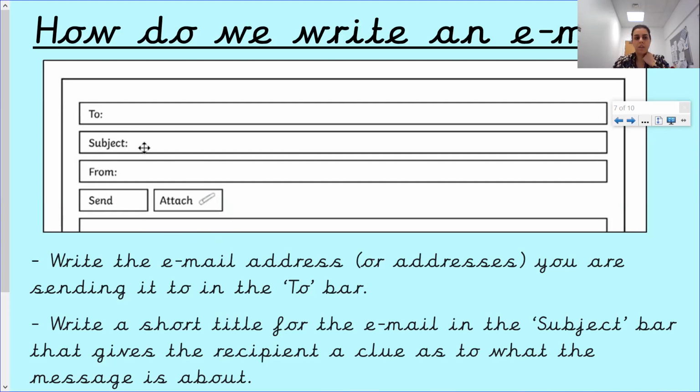So the subject doesn't have to be filled. It can be sent without a subject. But a subject helps people recognize what the email is going to be about, whether they can open it, whether they want to open it, or they might think, oh, that's important, but I need to make sure I open that tomorrow, not now. So you're writing the email address or addresses you are sending it to in the To bar. So again, you could have more than one person.